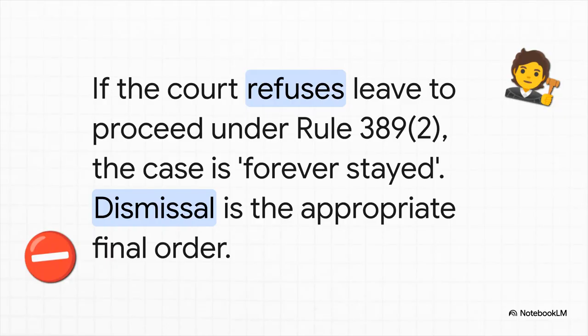And here is the brutal bottom line. A failed Rule 389-2 application is fatal. It is lights out for your case. If the court refuses to give you leave, the proceeding is forever stayed, and a court will not just leave a case in permanent limbo. The only appropriate final order at that point is dismissal.